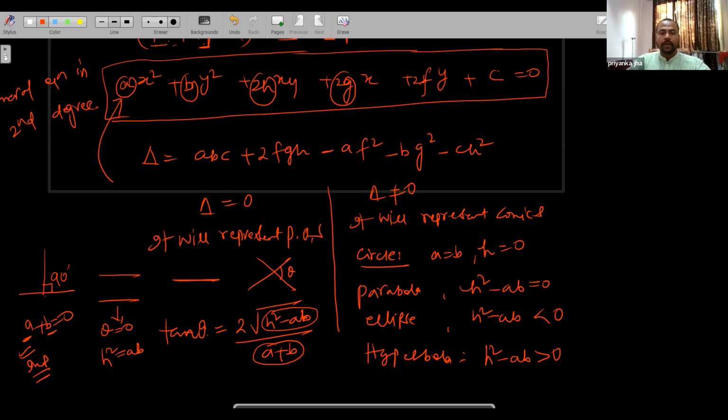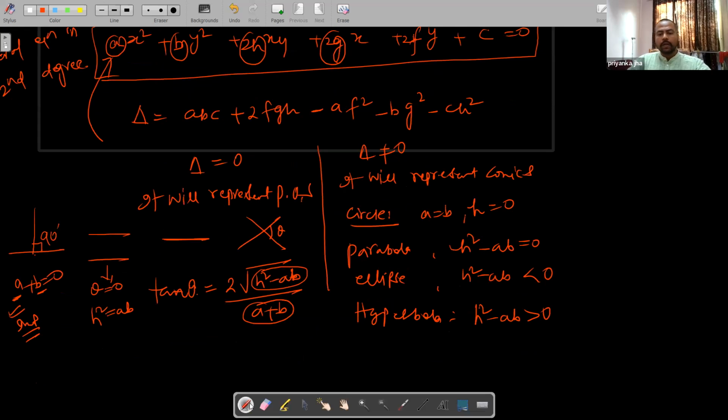One more thing. There is a type of hyperbola, rectangular hyperbola. If h square minus ab has to be positive, and one more thing, a plus b has to be 0. So all these facts you have to remember.